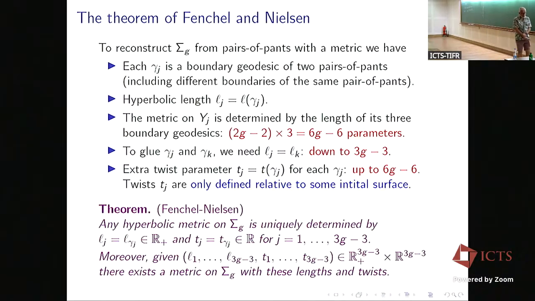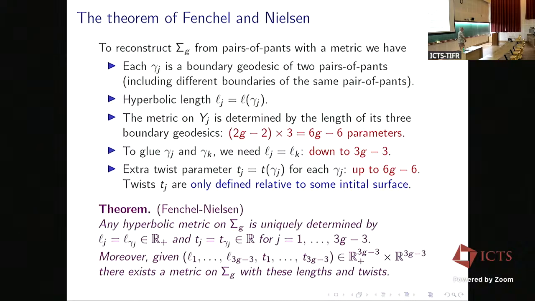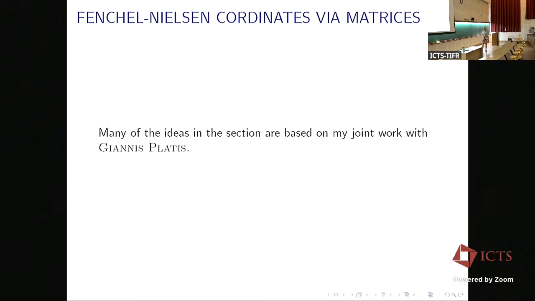In many of the generalizations, we're going to lose this moreover statement, and what we will end up doing is construct Fenchel-Nielsen coordinates on a patch of the representation space that is larger than the corresponding geometrical space that I'm interested in, but they certainly will be good enough when I want to do calculations. So now what we want to do is reinterpret this in terms of matrices. And many of the ideas in this section are based on joint work with Yanis Plattis.